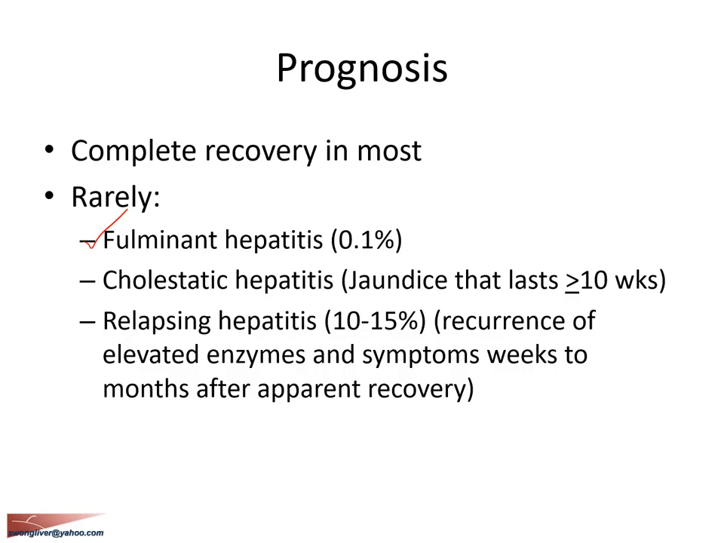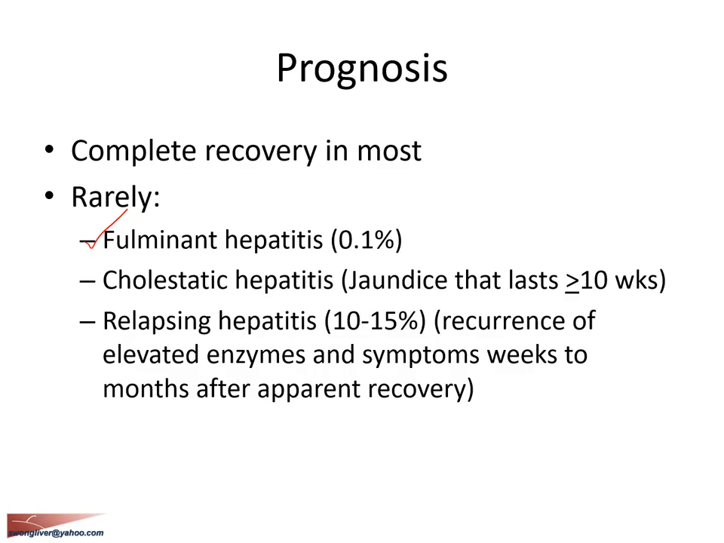There are two other unusual manifestations, and one is cholestatic hepatitis. This is basically jaundice that lasts for at least 10 weeks. I've had a patient with cholestatic hepatitis who had jaundice for 6 months. So it can be a protracted disease, but even if that happens, it still doesn't cause cirrhosis. It just means that the patient has jaundice for a very long time.